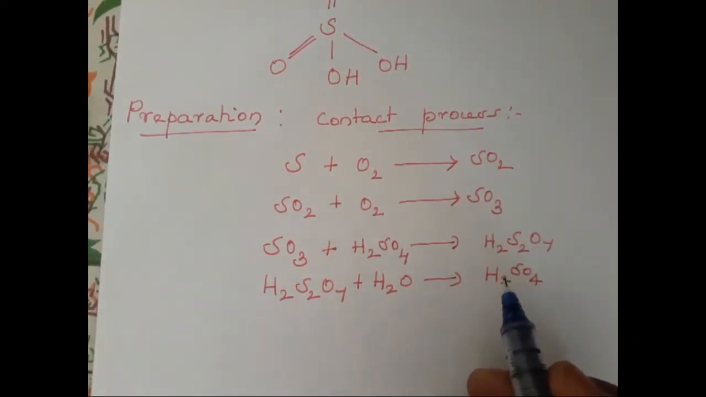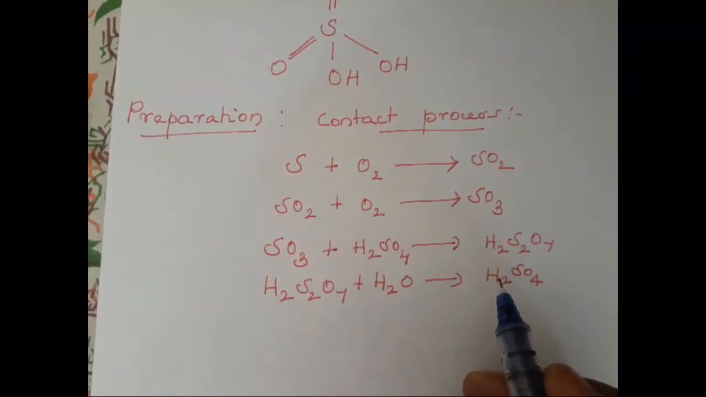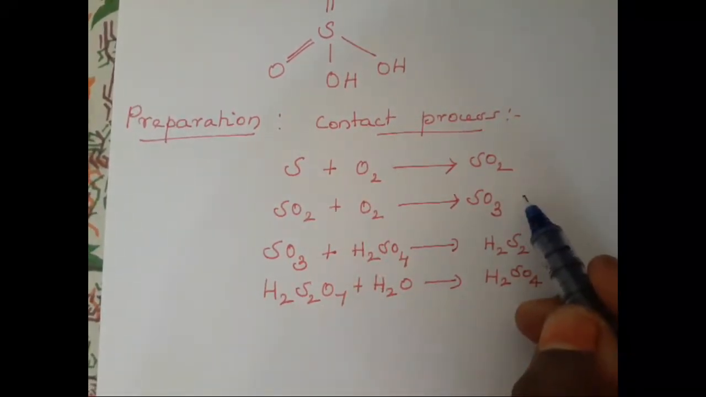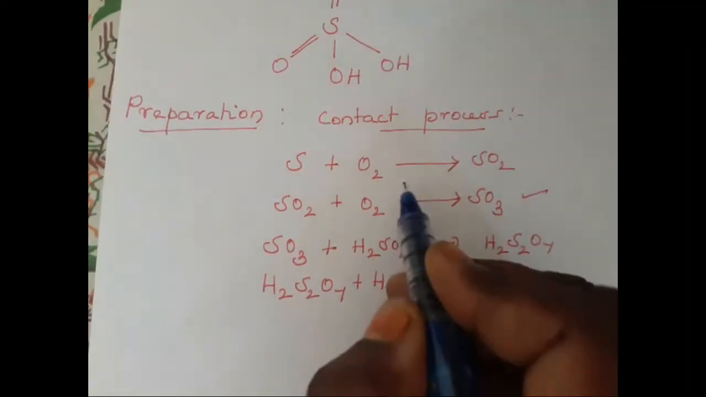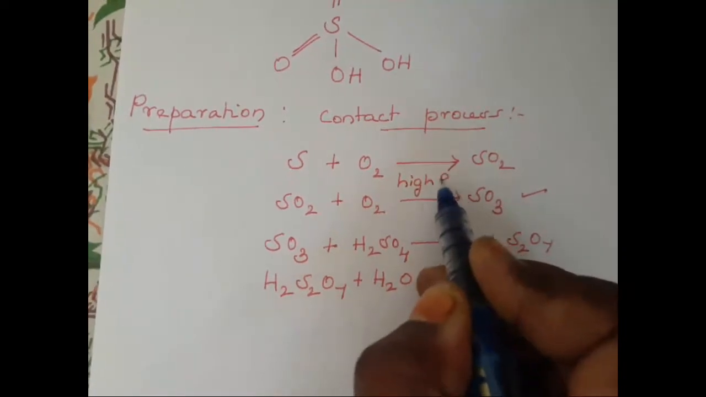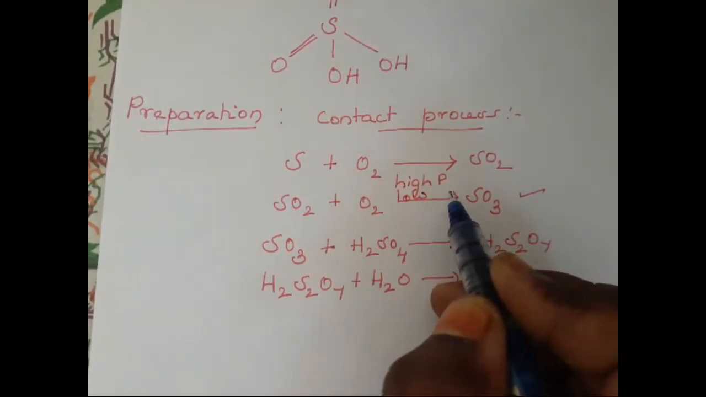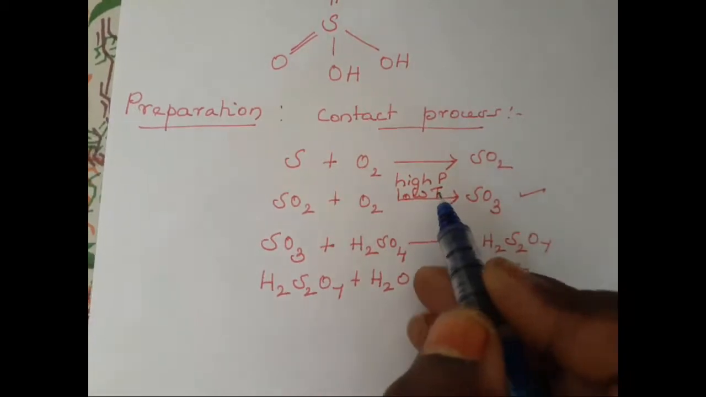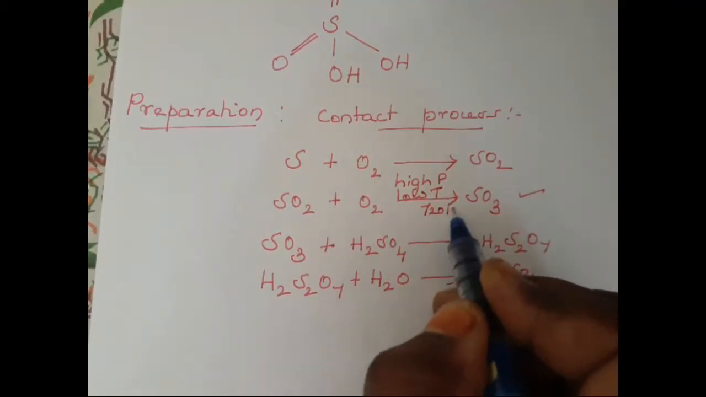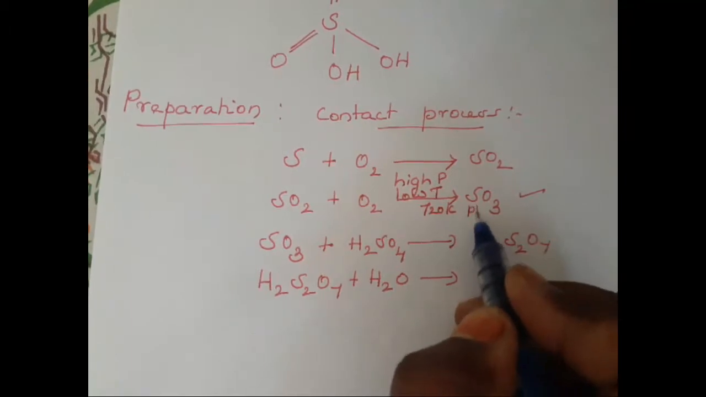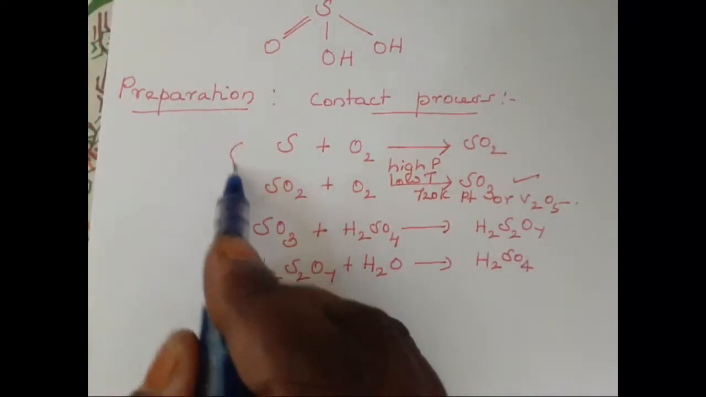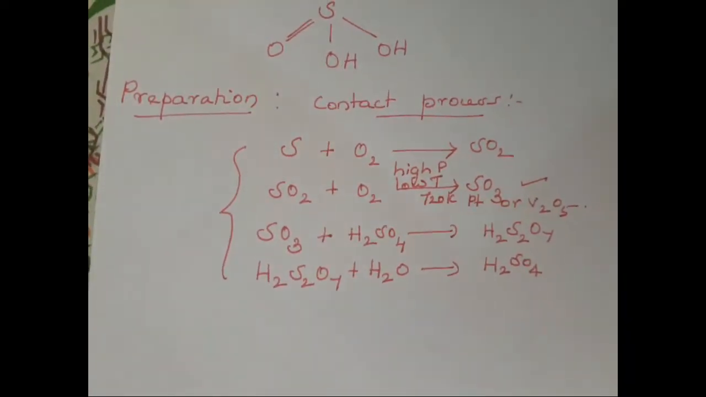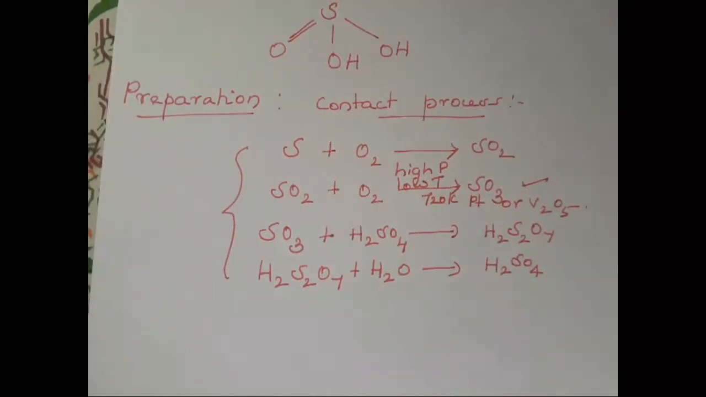According to Le Chatelier's principle, the favorable condition for the maximum yield of sulfur trioxide in the second step is high pressure and low temperature. The temperature is 720 Kelvin, in the presence of platinum or vanadium pentoxide as a catalyst. So totally 4 steps are involved in the preparation of sulfuric acid by the contact process. Now let us see the diagram for this.